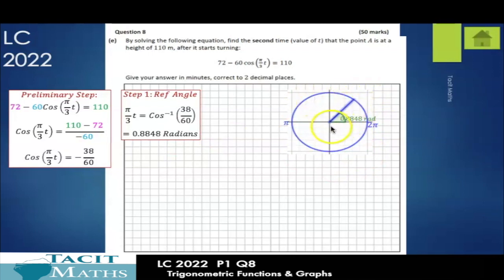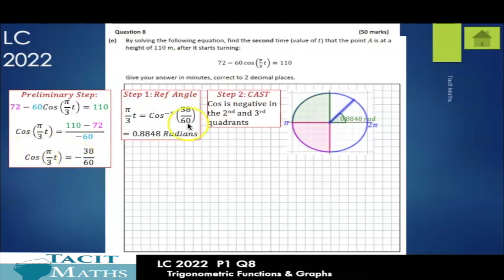But we know that there's 3 other angles with the same reference angle, and our solution could be any of those 3 angles. Now how do we know which one it is? Well, we use CAST. And CAST tells us that in this case, cosine is negative. And cos is negative in the second and the third quadrants. So the angles that we're looking for are here and here. It's these 2 angles that we're looking for.